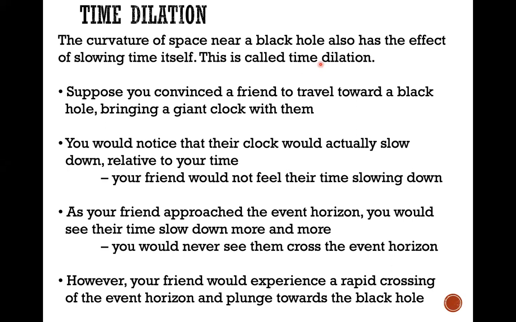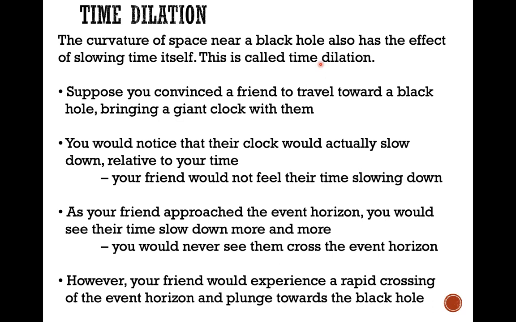So it is you who will see that his time slows down, right? Now, as your friend approaches the event horizon, and I will discuss the event horizon, it is like a boundary or region with a special limit, where once you cross the event horizon you can't come back out of the black hole, right? So that is the idea behind it.